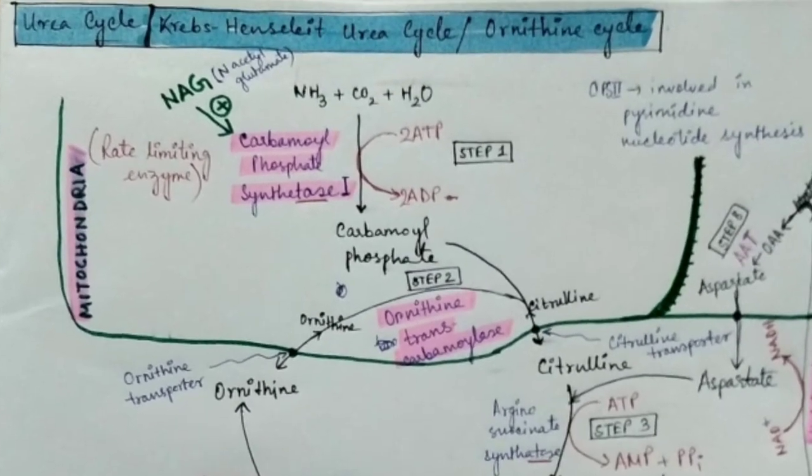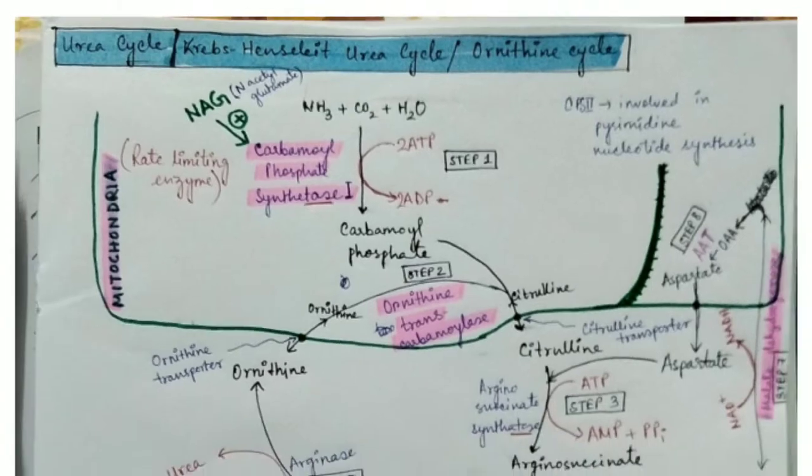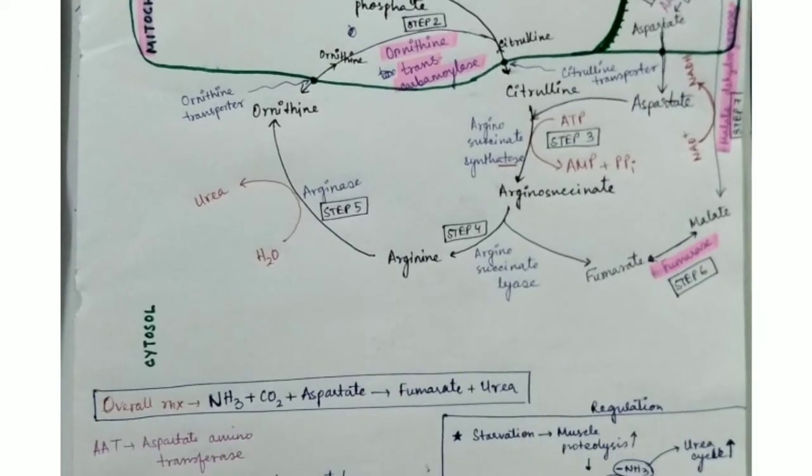The urea cycle is also called the Krebs-Henseleit cycle or the ornithine cycle. Krebs and Henseleit are named after the scientists, and ornithine, why? Because it is the first member of the reaction. Now, what is the site of occurrence? The urea cycle takes place in the mitochondria and the cytosol.